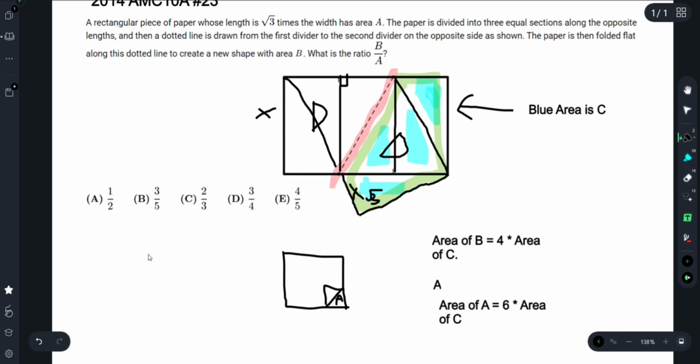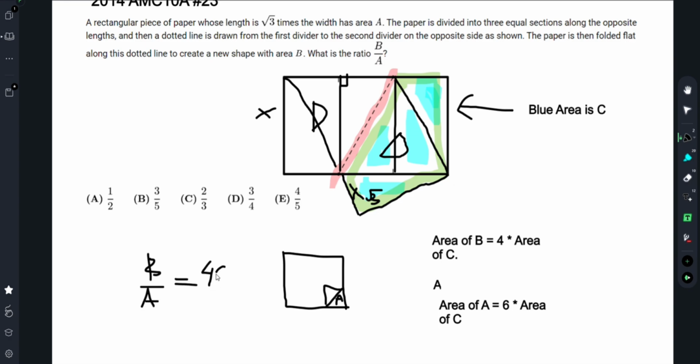So we got the equation B over A is equal to 4C over 6C. And that equates to 2 over 3. And that is your answer.